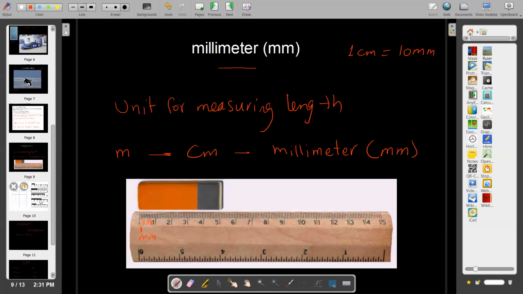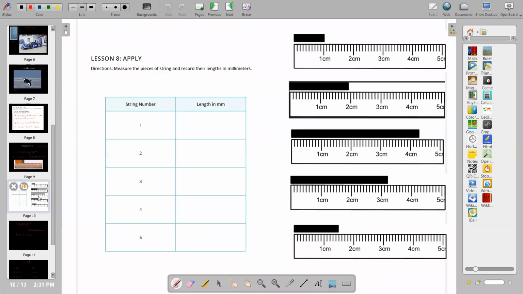Okay, now let's learn how to use millimeter to measure things. Lesson 8. Direction: measure the pieces of string and record their length in millimeters. This string is 1 centimeter. If we count these small units, 1, 2, 3, 4, 5, 6, 7, 8, 9, 10. So we can write 10 millimeters because, as we said, 1 centimeter equals 10 millimeters.